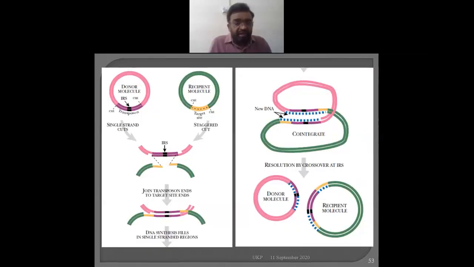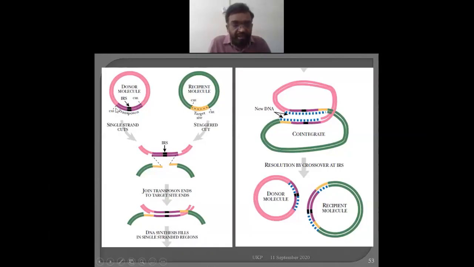Here, this is the transposon. Although the staggered cuts are there, here one cut is there and here another cut is there, and these are much farther apart. Generally, what happens? For example, here the staggered cut is there, and the staggered cut is mediated by a single enzyme.